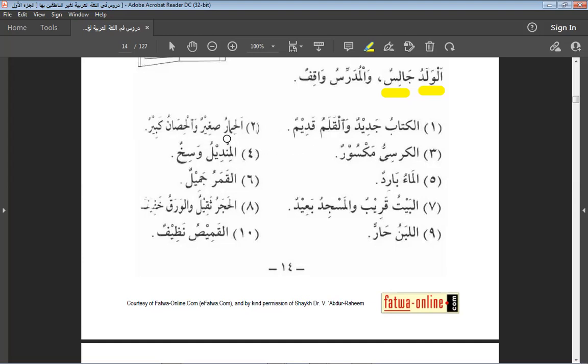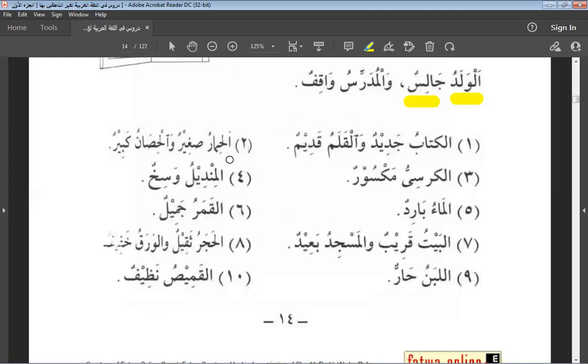And it says, al-himaru, the donkey, sagirun. Let me increase this a little bit. Okay. Al-himaru sagirun. The donkey is small, wal-hisanu kabirun, and the horse is big. So opposites, we have jadid and qadim, sagir and kabir. Okay. Al-kursiyu maksurun, the chair is broken.